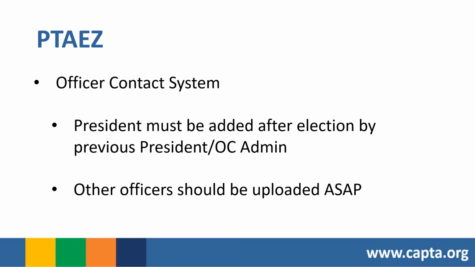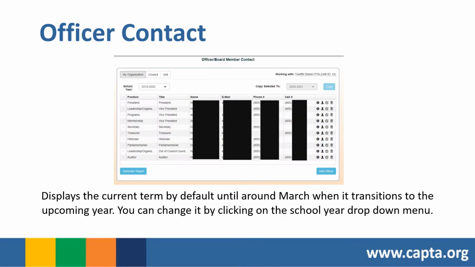The outgoing board should attempt to put in as much information about the new board as possible so that additional officers can receive info over the summer from their counterparts at council or district. As a unit leader, you only have access to your specific PTA, which is listed as My Organization up at the top. The sample in the picture has additional tabs because it is for a district level administrator.